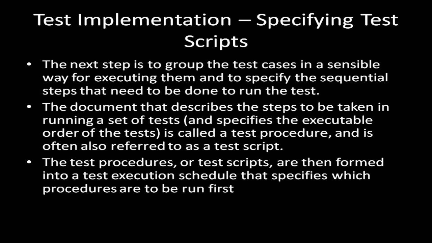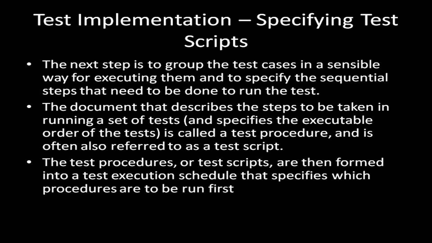The document that describes the steps to be taken in running a set of tests and specifies the executable order of the tests is called a test procedure, and is often also referred to as a test script. It could be called a manual test script for tests that are intended to be run manually rather than using a test execution tool. Test script is also used to describe the instructions to a test execution tool. An automation script is written in a programming language that the tool can interpret. This is an automated test procedure.